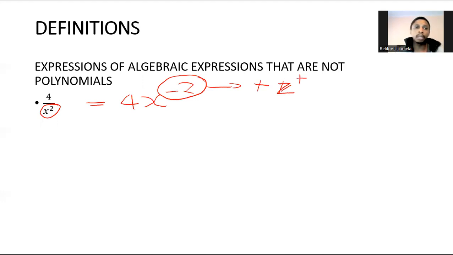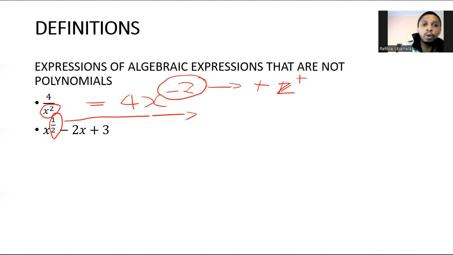All right, and here we have an expression that is not a polynomial because the exponent of this x is not an integer. That half is simply a rational number. It is positive, but it is not an integer. Therefore, that expression doesn't qualify to be a polynomial.